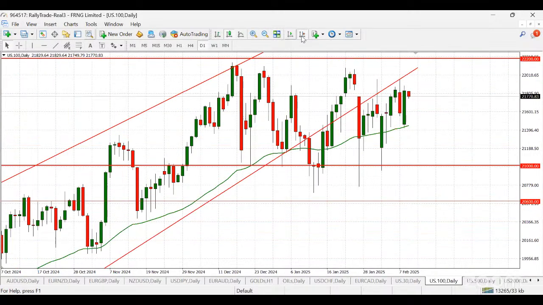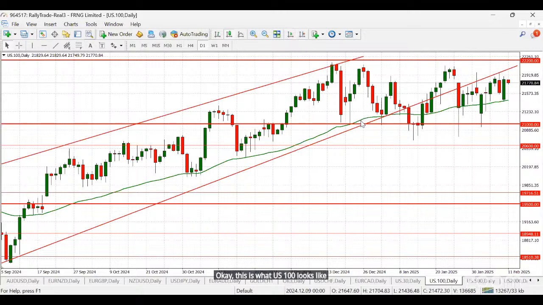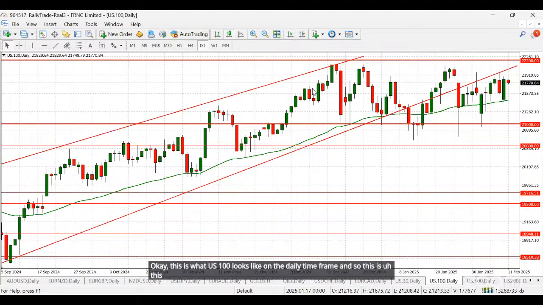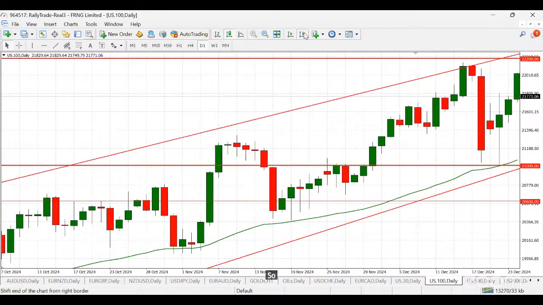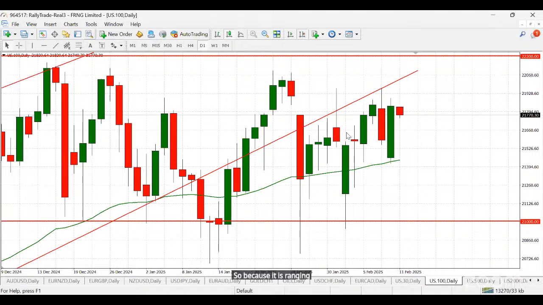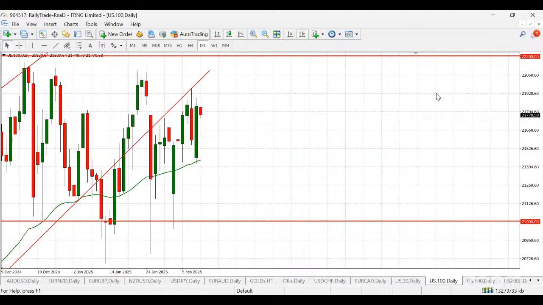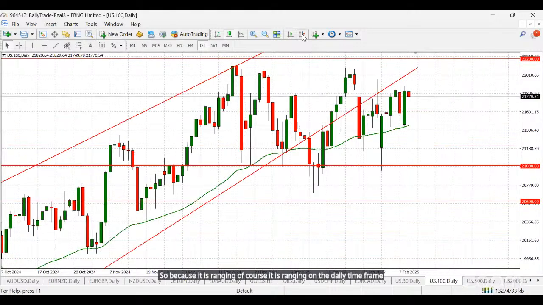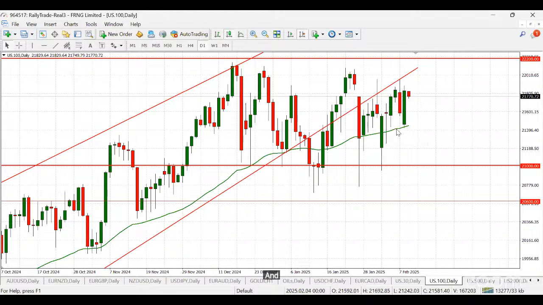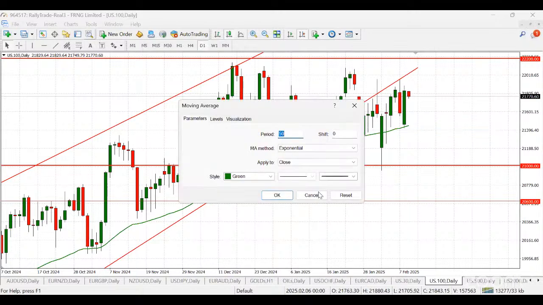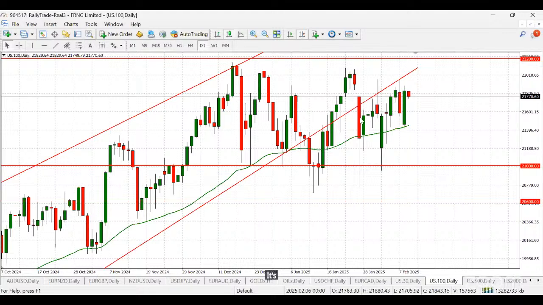Okay, this is what US 100 looks like on the daily time frame. And this is quite choppy. So because it is ranging on the daily time frame, and also above the 50 period moving average. You see, period 50, it's ranging, but price is also above the 50 period moving average.